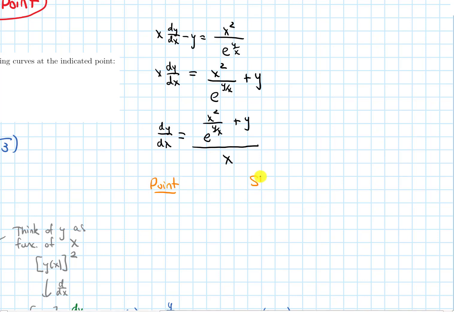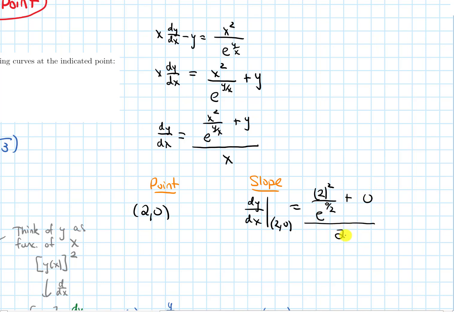Now we're ready to write down our point and our slope. The point was given to us. It was (2, 0). And for the slope, we need to take the derivative and evaluate it at that point, (2, 0). So I'm plugging in 2 for the x. I'll get 2 squared over e to the 0 over 2, plus y, which is 0, all over x, so over 2. If we simplify this, this first fraction becomes 4. And the denominator is 2, and 4 over 2 is just 2.